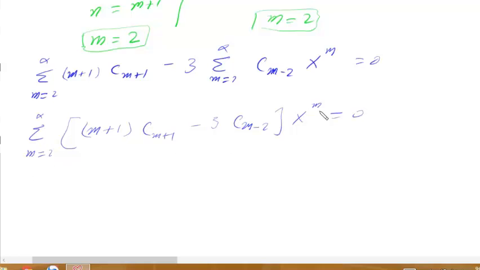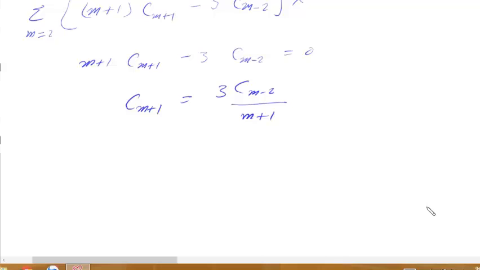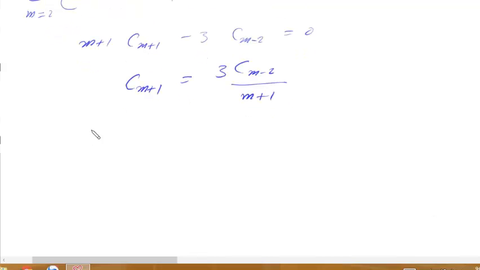The summation of x to the power m is not equal to 0, so this coefficient has become 0. Then c(m+1) times (m+1) minus 3 c(m-2) is equal to 0, so the value of c(m+1) is equal to this term transferred here: 3 divided by (m+1) times c(m-2). This is the recursion relation, and then we find the values of c1, c2 and c3.